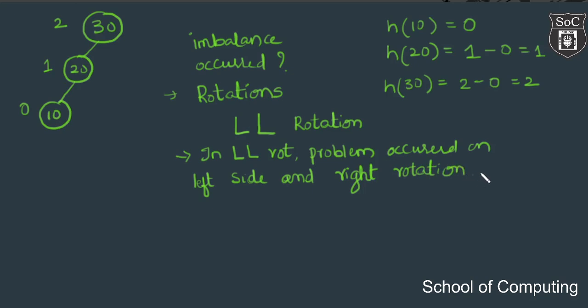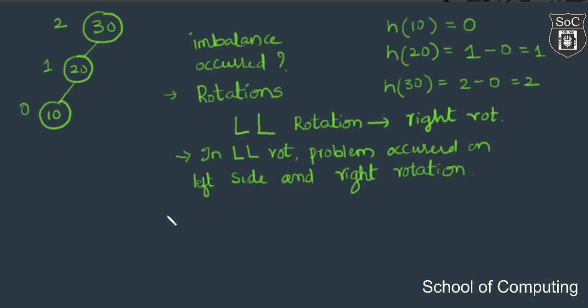When I say LL rotation, it means the problem occurred on the left side, so you need to rotate it on the right side to do that height adjustment. So what is the solution? When the problem is LL rotation, what needs to be done? You have to do right rotation.